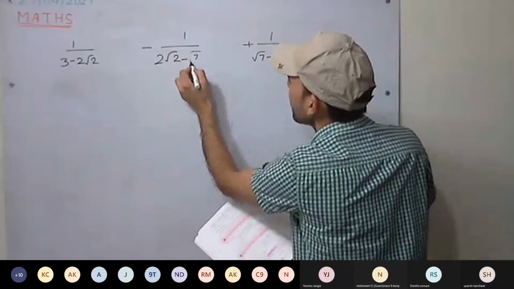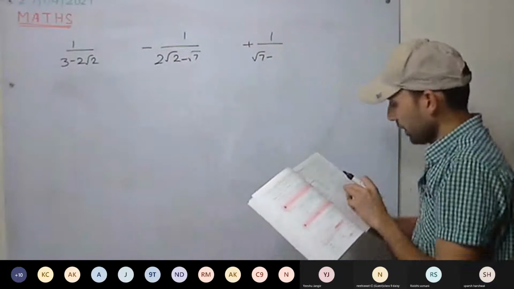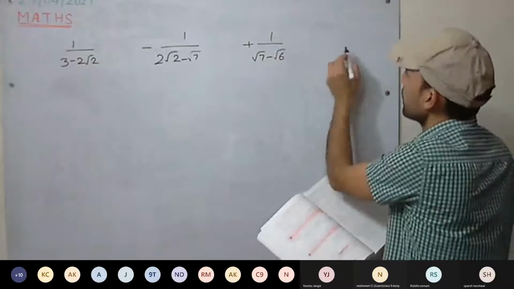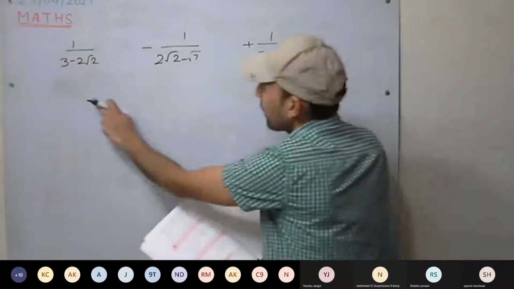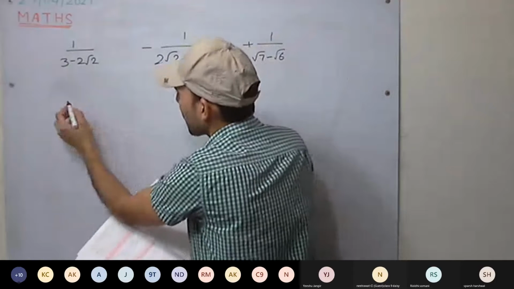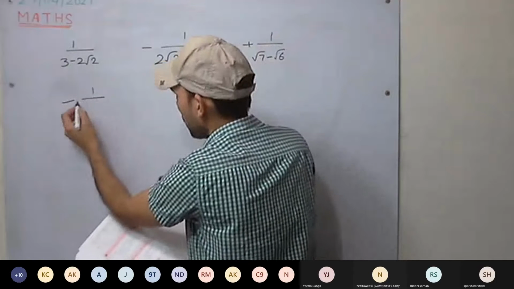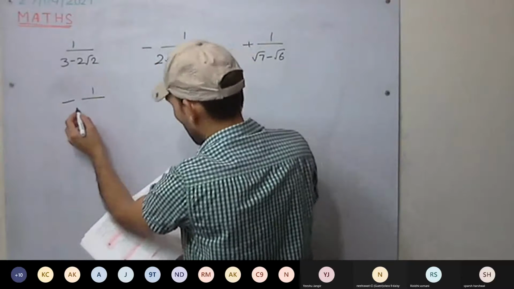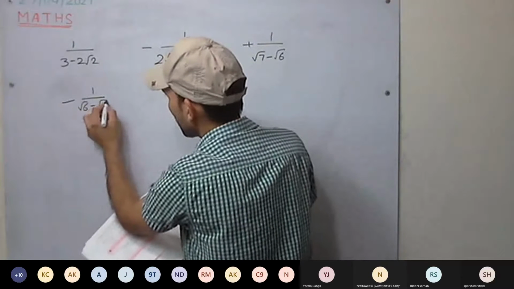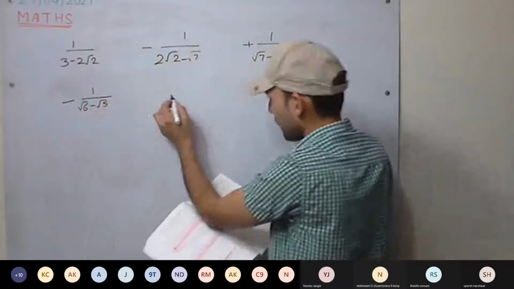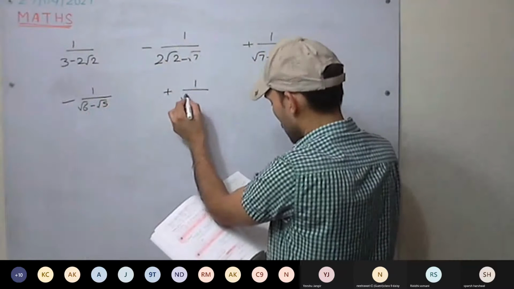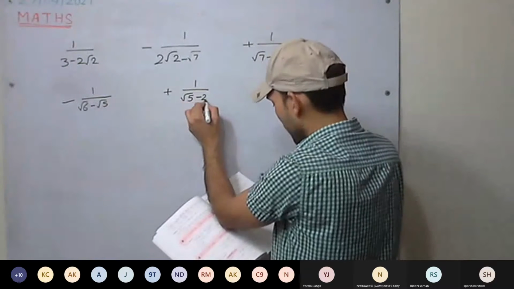Keep doing it in your notebook. Root 7 minus root 6. Okay, next terms I am writing here: minus 1 upon root 6 minus root 5, plus 1 upon root 5 minus 2.